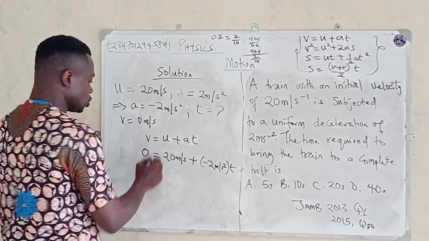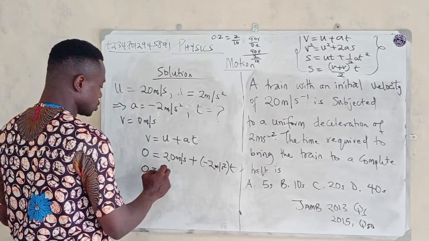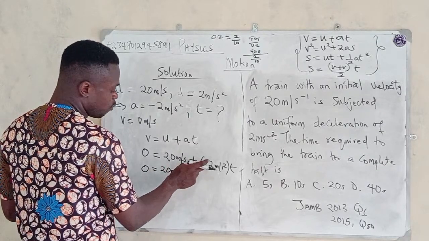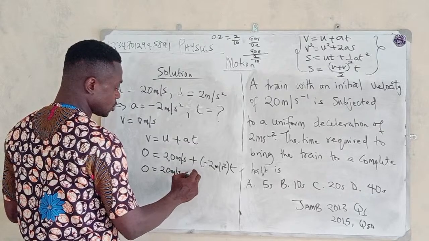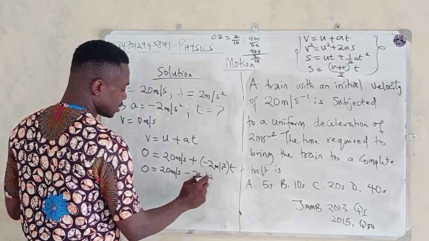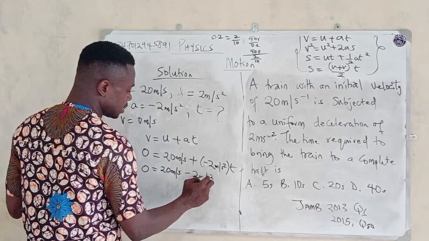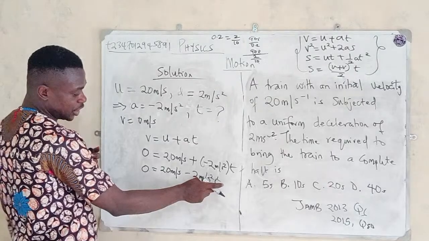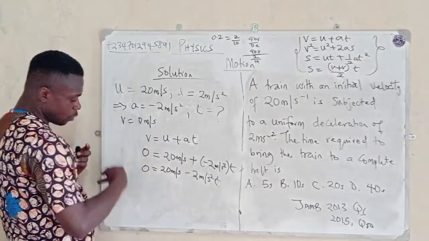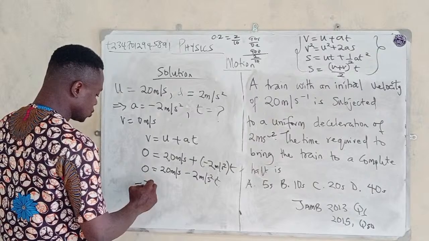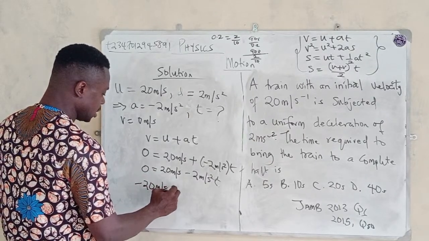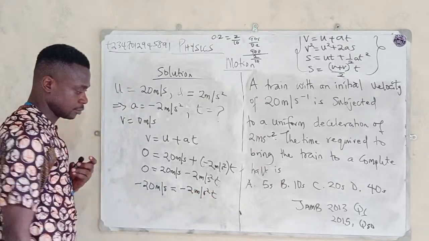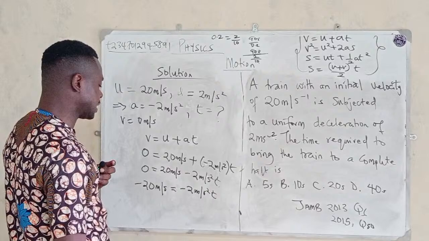That is the meaning. So 0 is now equal to 20 meters per second. This minus will overshadow this plus, so we have minus 2 meters per second squared times t. For us to make t the subject of the formula, this 20 meters per second will come over to this side. It will become minus 20 meters per second is now equal to minus 2 meters per second squared times t.